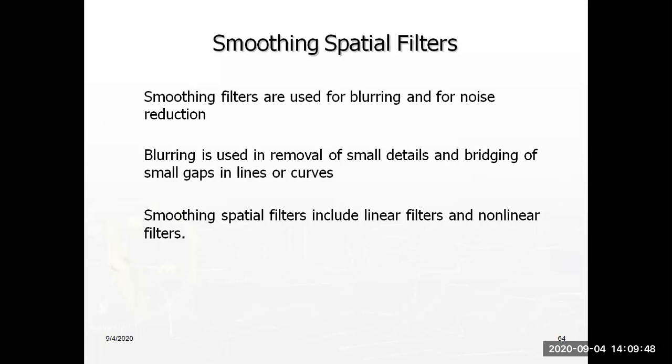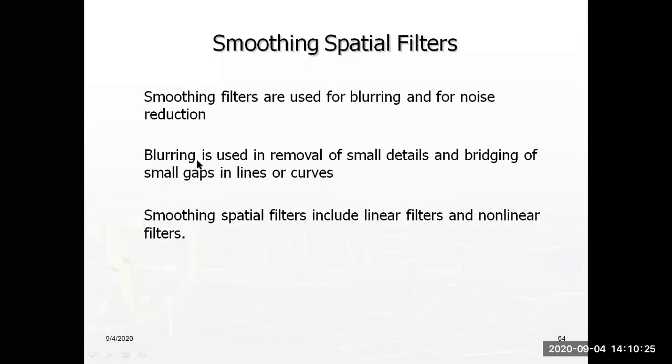Blurring means we are extending our intensity level from one point to another point to merge the image and fill the gaps. Next, smoothing spatial filters are further divided into linear filters and non-linear filters. So in spatial filtering, there are two types: smoothing filters and sharpening filters. Sharpening filters you can see later. But first, smoothing filters are used for blurring the image and also noise reduction.